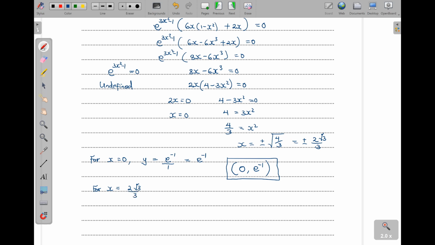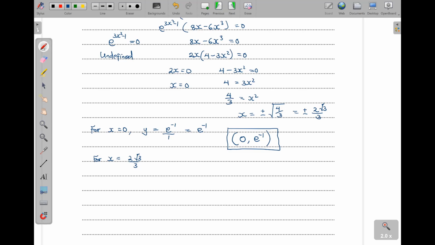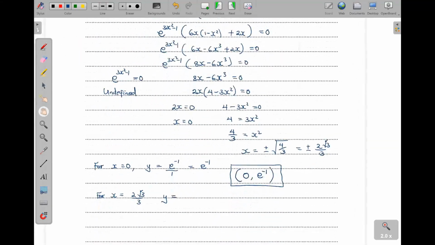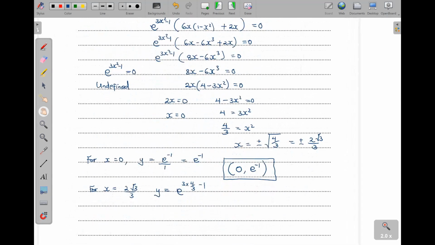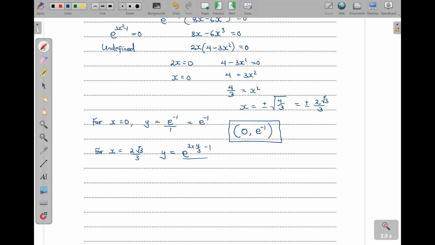So what will be our y? Remember, y is equal to e power 3x squared minus 1, over 1 minus x squared. Since I've gotten this x from here, the x squared is going to be 4 over 3. So I'll just put 4 over 3, then there is a minus 1. And down, we also have 1 minus x squared, so this is 4 over 3. This one will disappear with that, then we shall get 4 minus 1, that will be a 3.